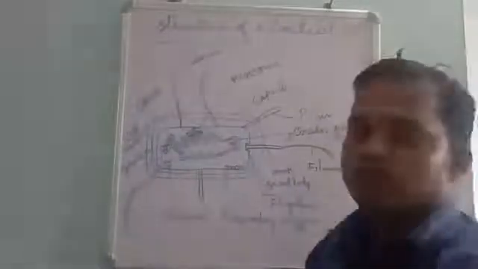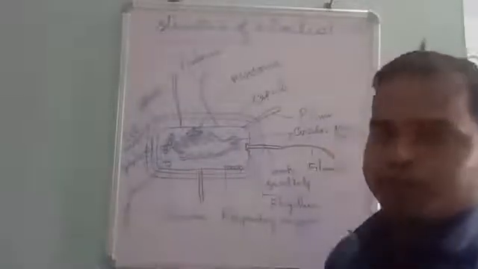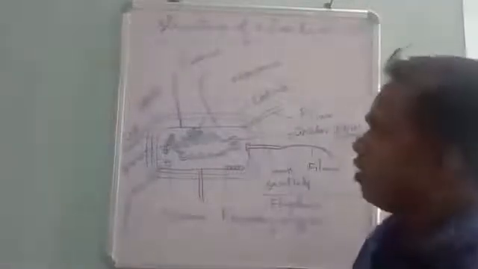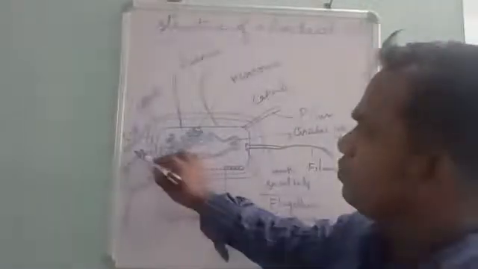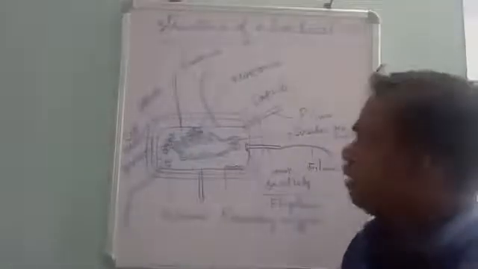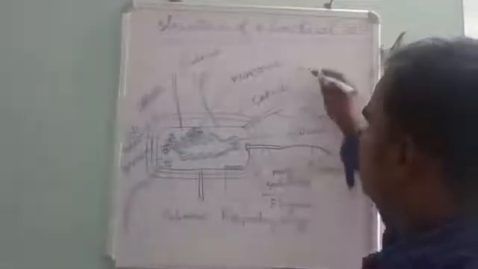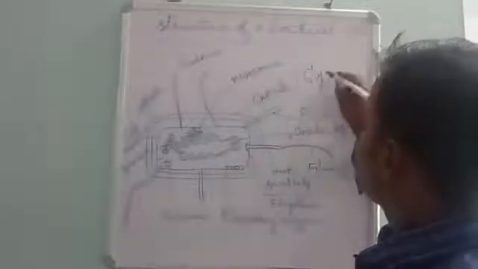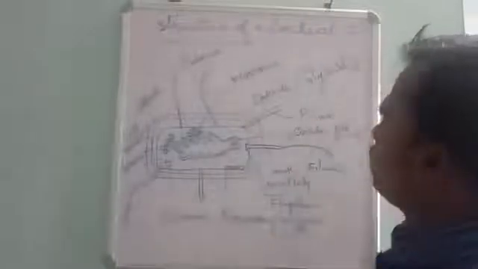Number one is the cell wall. Number two is the cell membrane. Number three is the glycocalyx.